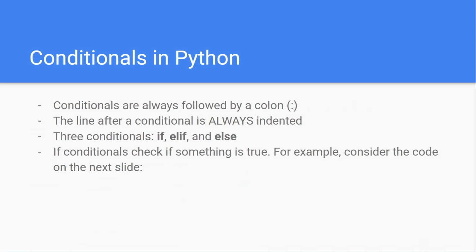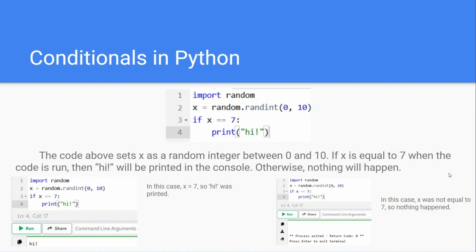Conditionals in Python. Conditionals let a program make decisions. In Python, conditionals are followed by a colon. The line after the conditional must always be indented. The three main conditionals are if, elif, and else. An if conditional checks whether something is true. For example, consider the code on the next slide.